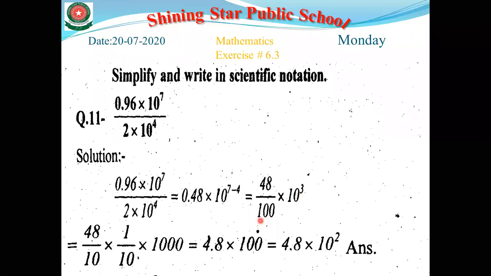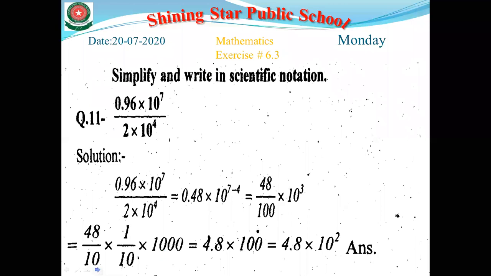Okay, now why do we write here 100? Because here 0.48, after the point we have 2 digits. So we write 2 zeros after 1. Okay, now we have to write 48 divided by 10. Okay, multiply 1 divided by 10, and 10 power 3 is 1000. So why do we write 48 divided by 10?